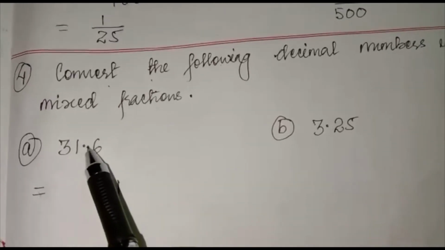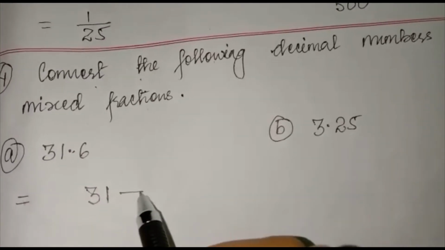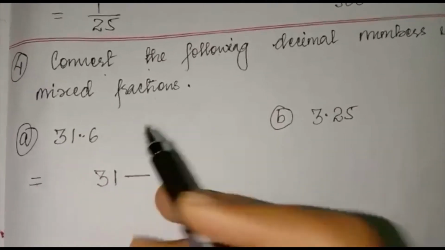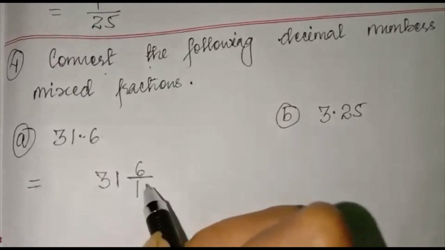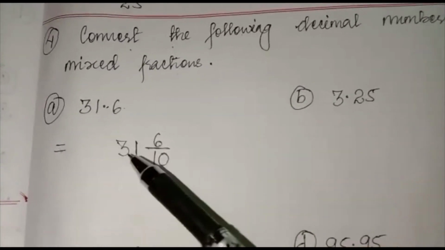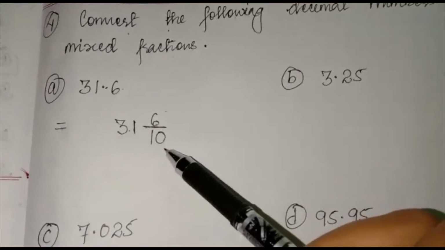Now here is the point, no? Then we will write here a dash, okay? Then 6 we will write up. Then after the decimal we have one number. So divided by 10. So in mixed fraction we can write 31 6 upon 10.